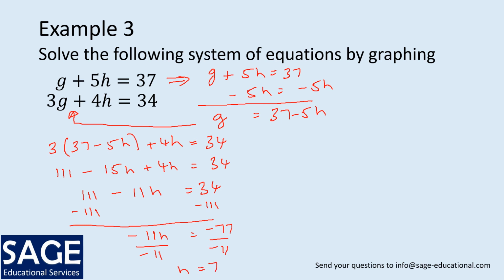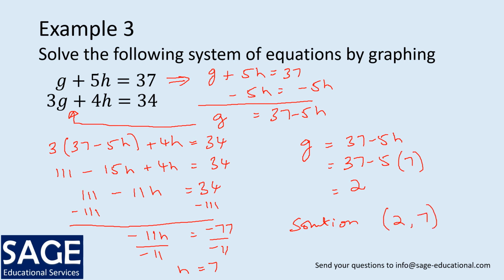Now that I know that h is equal to 7, and I also know that g is equal to 37 minus 5h, I can substitute this value of h in there. So 37 minus 5 times 7, and that gives me g is equal to 2. So the solution to this set of equations is the point (2, 7), assuming that I'm writing it as an ordered pair g comma h.